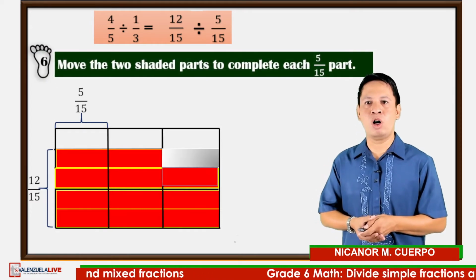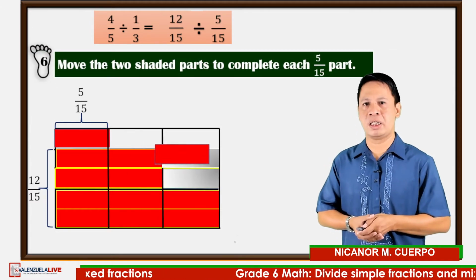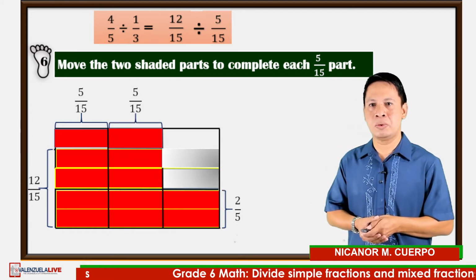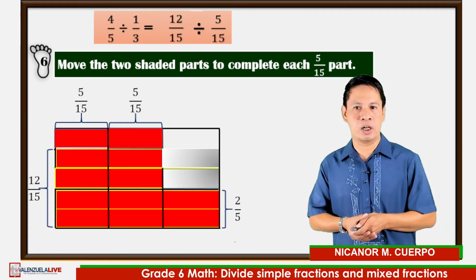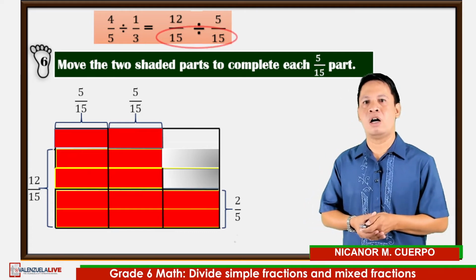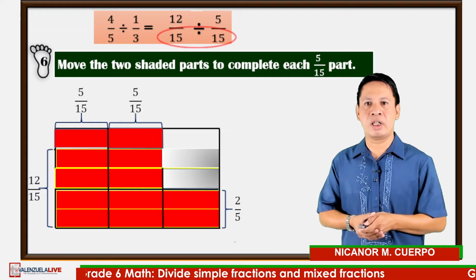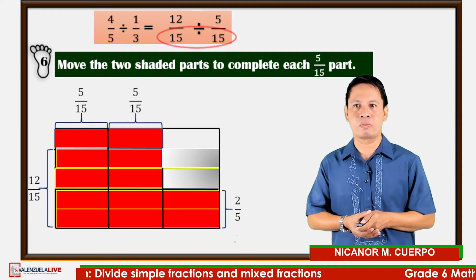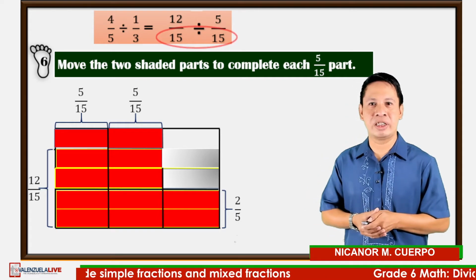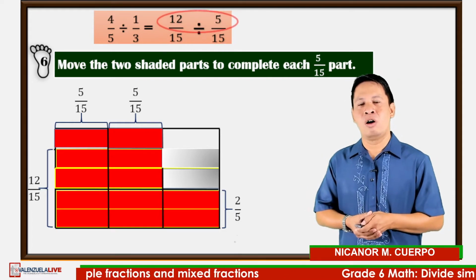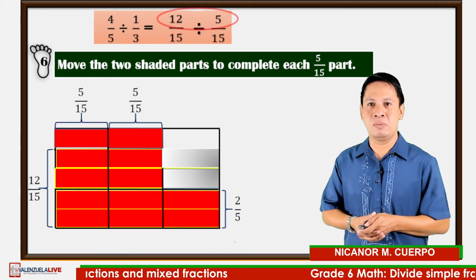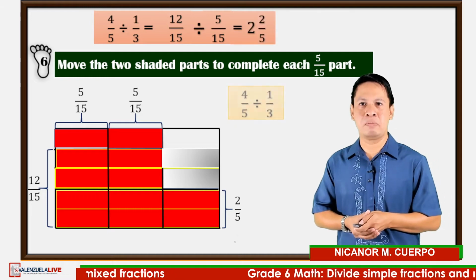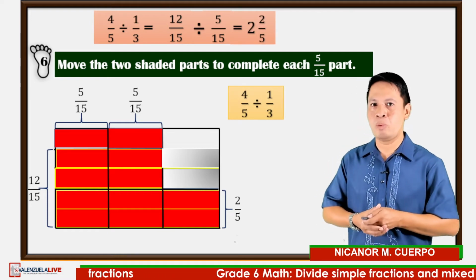Step 6, move the 2 shaded parts to complete each 5/15 part. So we will now have 2 groups of 5/15 with a remainder of 2/5. Now, what did you notice about the denominators of the equivalent fractions of 4/5 and 1/3? Correct, they are now the same. So when the denominators are the same, you just divide the numerators to get the quotient. So 12 divided by 5 will give you 2 and 2/5.